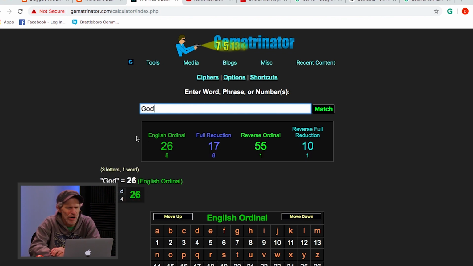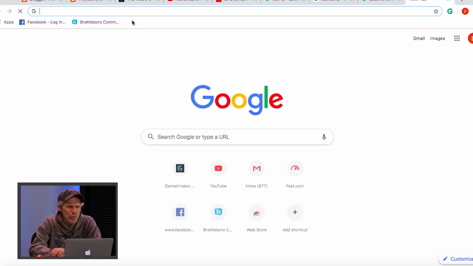God, 26. 26 is the God number. G is 7, O is 15, D is 4. You ever wonder why there's 26 letters in the alphabet? Well, it has to do with God. It has to do with gematria. There's 206 bones in the human body, or 26.